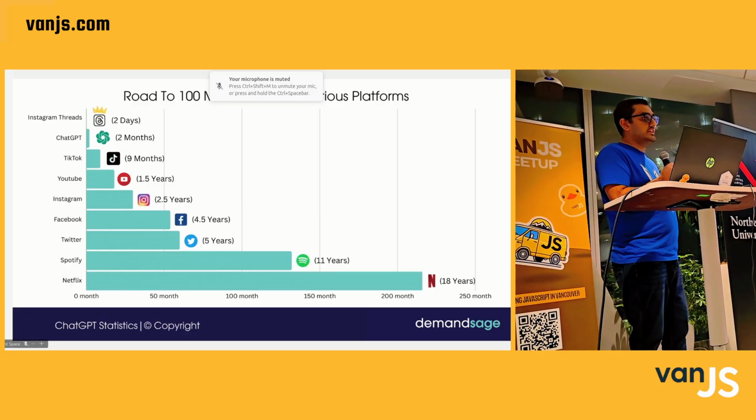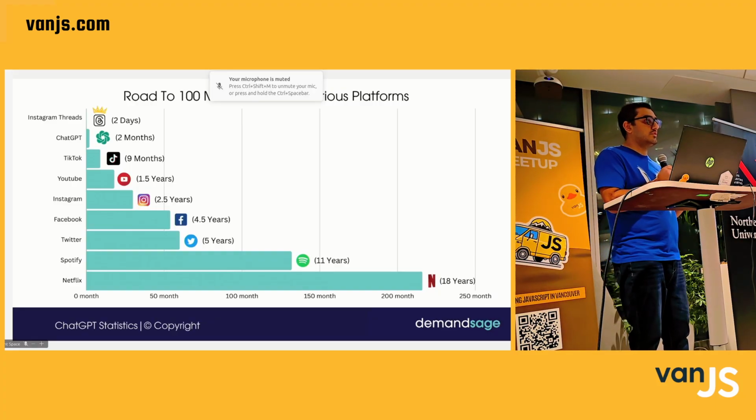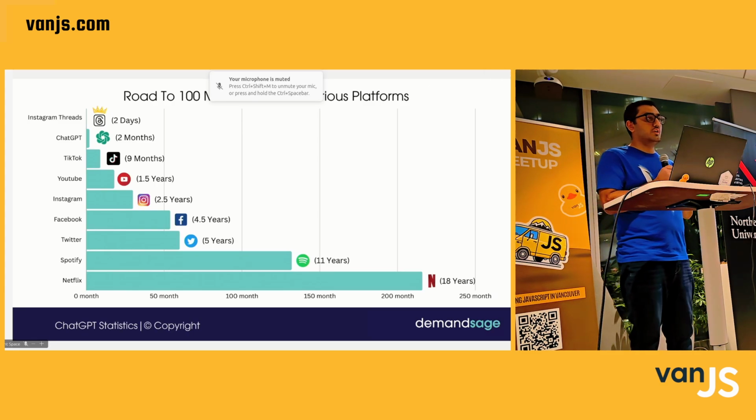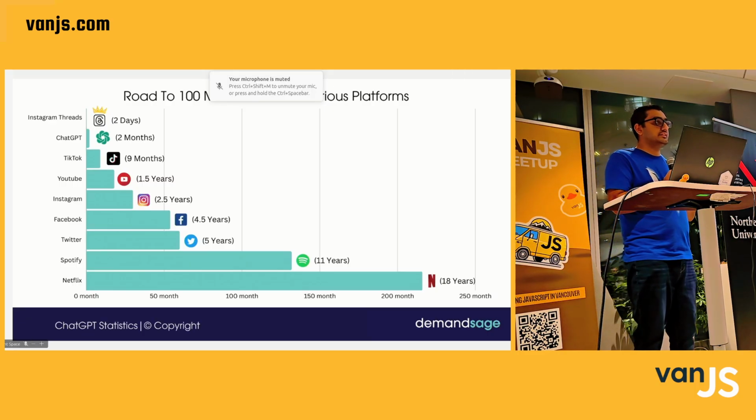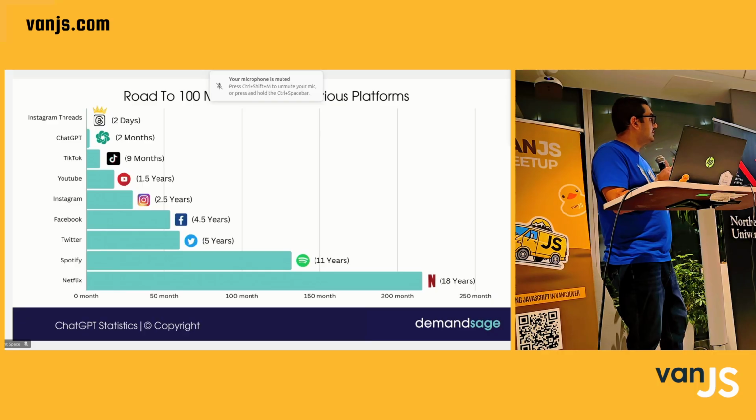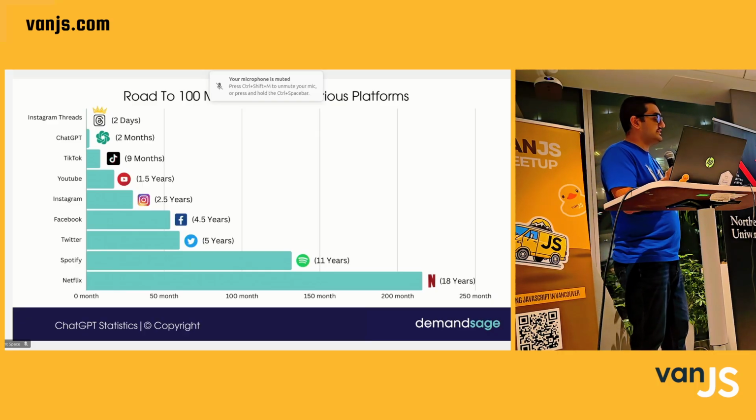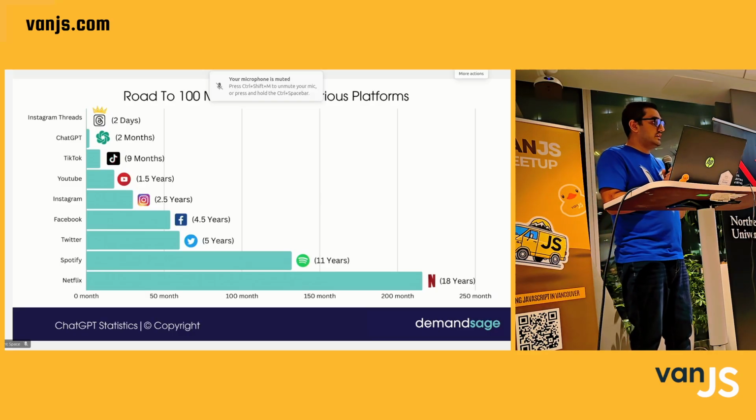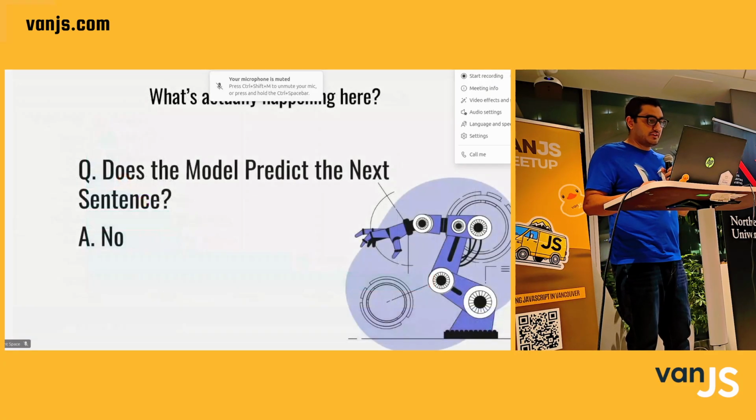This is a chart that shows how soon these platforms have gained popularity. How soon have these platforms gotten to 100 million users? You can see at the top there, Instagram Threads reached 100 million users in 2 days. But right below it is ChatGPT, which gained 100 million users in about 2 months. So that's why we're talking about it.